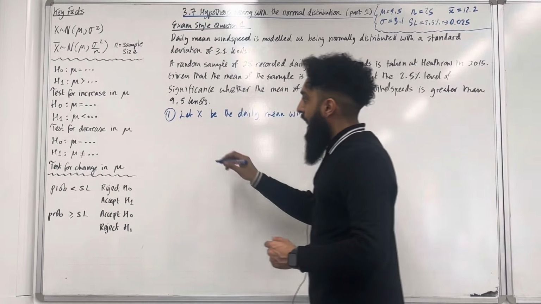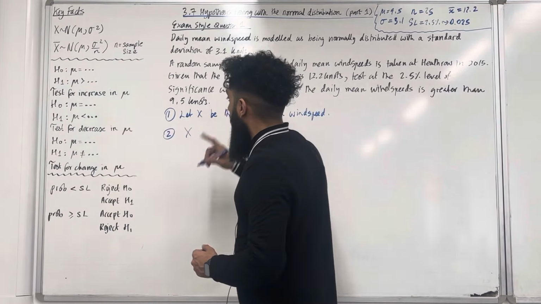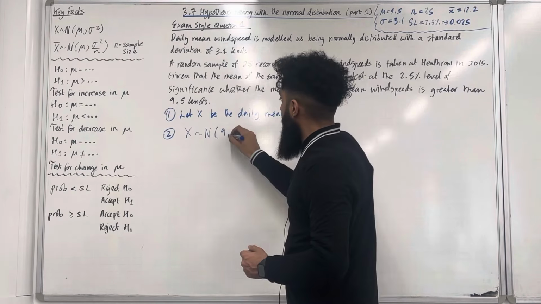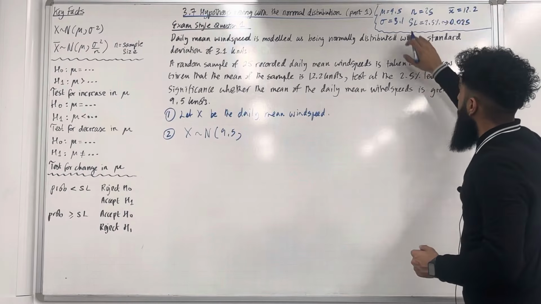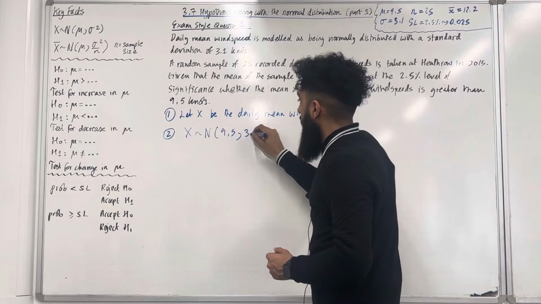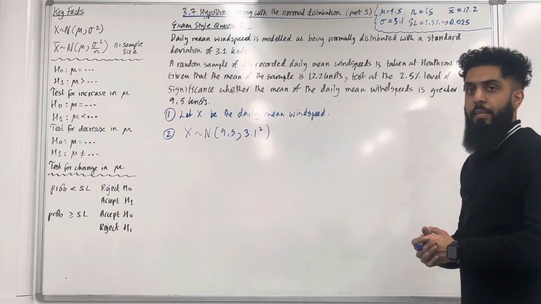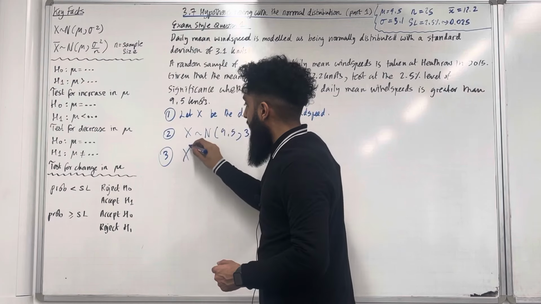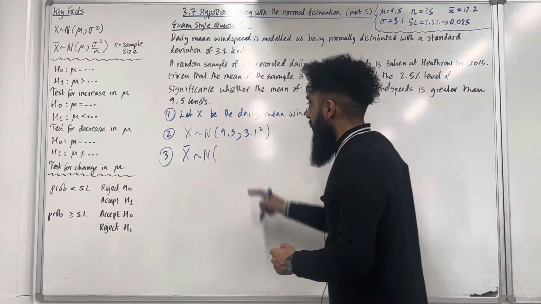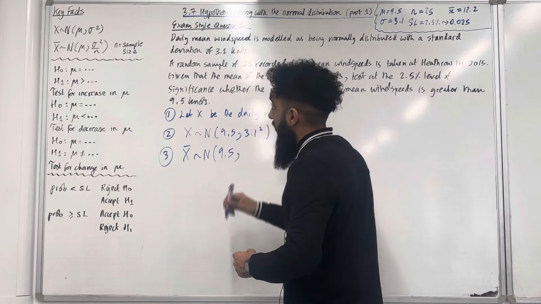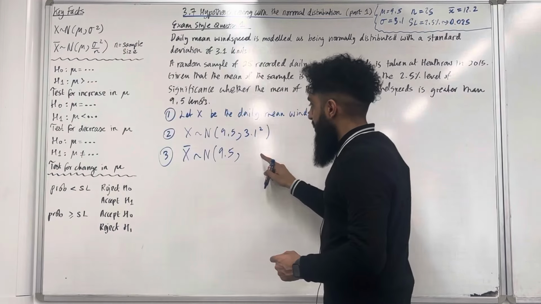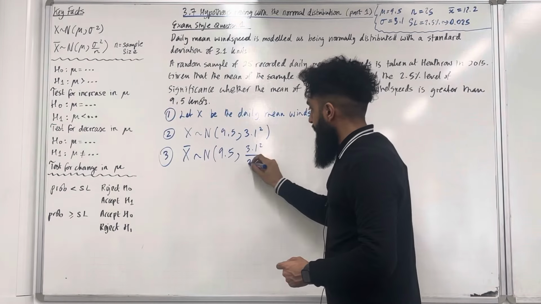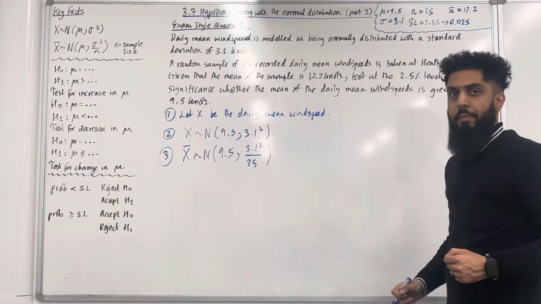Step number 2, we're going to write down the distribution for x. We are told in the question that x follows a normal distribution. The mean is 9.5. The standard deviation is 3.1, hence the variance is 3.1 squared. That's the end of step number 2. Step number 3, we write down the distribution for the sample mean of x. It follows a normal distribution with the same mean. Okay, remember the mean stays the same, but the variance changes. It will be 3.1 squared divided by the sample size, 25. Okay, so that is the end of step number 3.